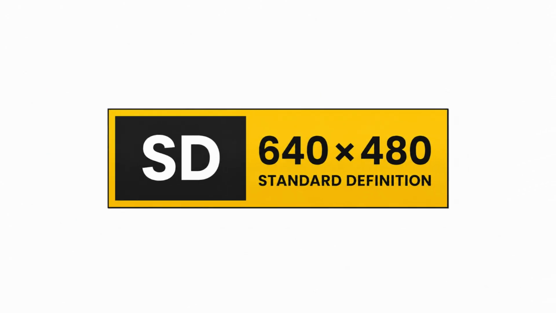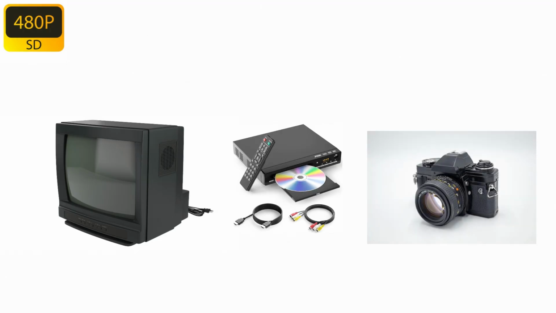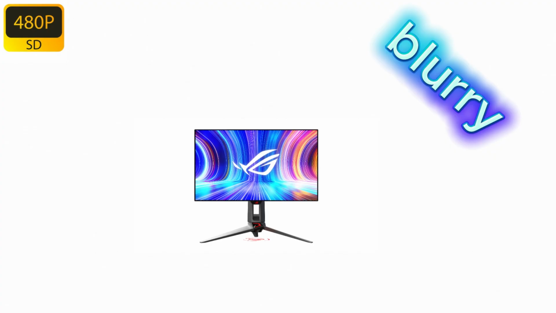Starting with SD, also called standard definition. This is the old school resolution, 640 pixels wide and 480 pixels tall. Back in the day, this was normal for TVs, DVDs, and older cameras. But today, SD looks very blurry compared to modern screens.